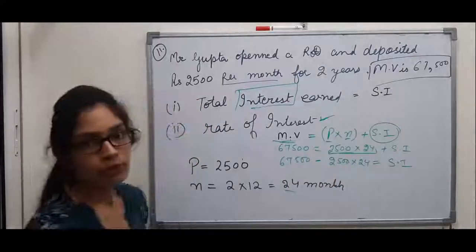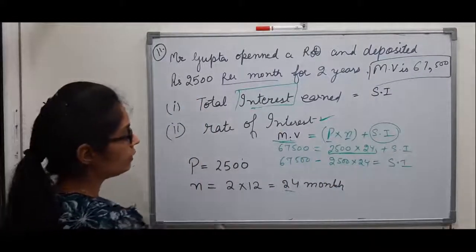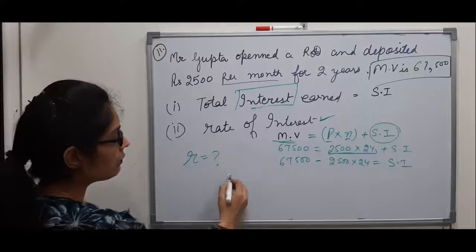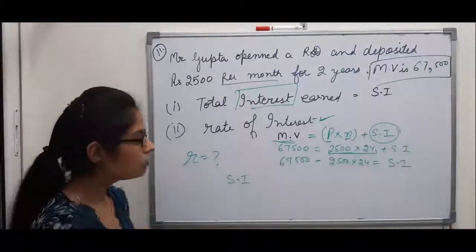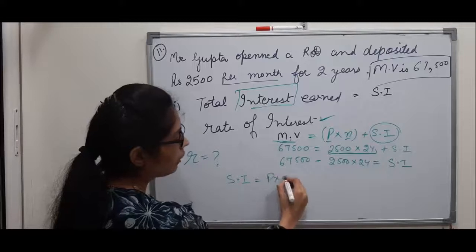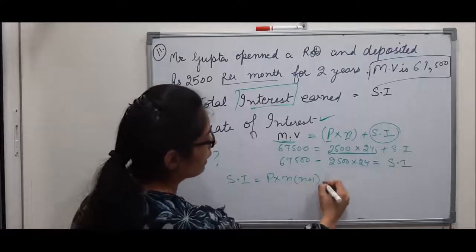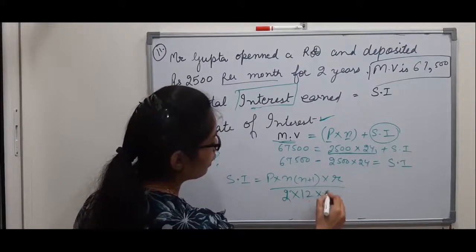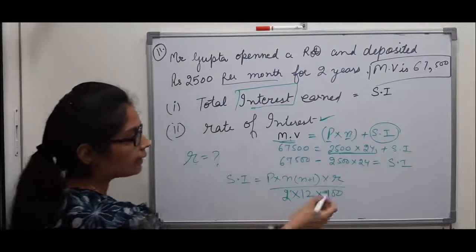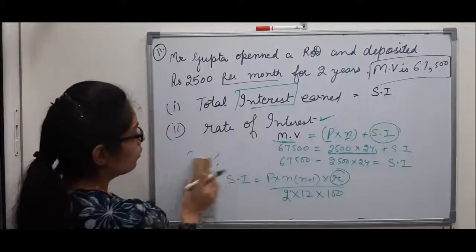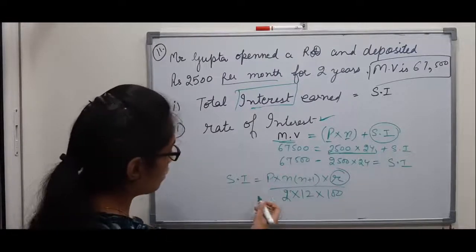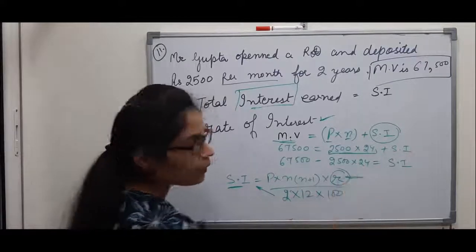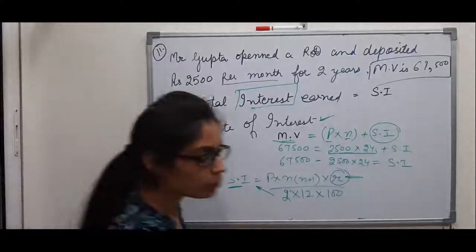Now the second part of this question is find the rate of interest. In the second part we have to find R. Now it is simple. Simple interest, you know. Now we will use the formula of simple interest. Simple interest is equal to P into N into N plus 1 into R over 2 into 12 into 100. You can use this formula and then you can calculate the value of R. Whatever simple interest you will get, just put here, then shift everything to this side except R, and in this way you can calculate the value of R.